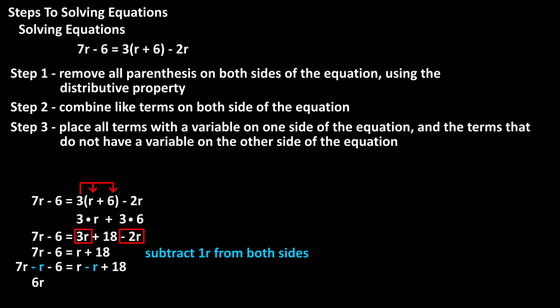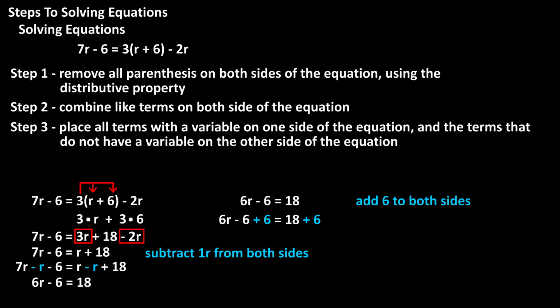And after doing that, we have the equation 6r minus 6 equals 18. Now we need to get the constants, or numbers without variables, on one side of the equation. So we need to get rid of the negative 6 on the left side of the equation. To do this, we can add 6 to both sides. On the left side, negative 6 plus 6 is 0, and on the right side, 18 plus 6 equals 24. So now we have the equation 6r equals 24. And step 3 is complete.